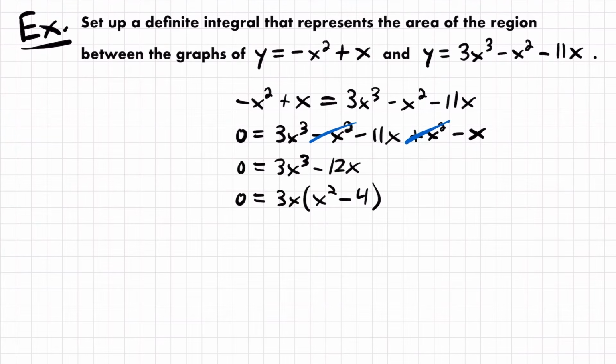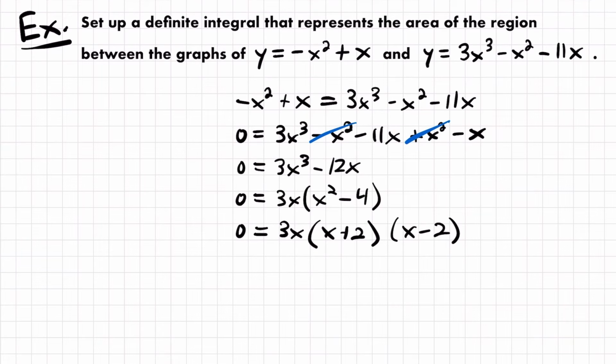If you pull 3x out of 3x cubed, that 3 is gone, and one of these x's is removed, so we have x squared. And then for -12x, if you divide by 3x, you are left with -4, and then that x is entirely removed. Now we have a difference of squares here: x squared minus 4, and if you take the square root of 4, it is 2. So we can factor that, and we'll have that 0 is equal to 3x times x plus 2 times x minus 2. That is how we factor a difference of squares.